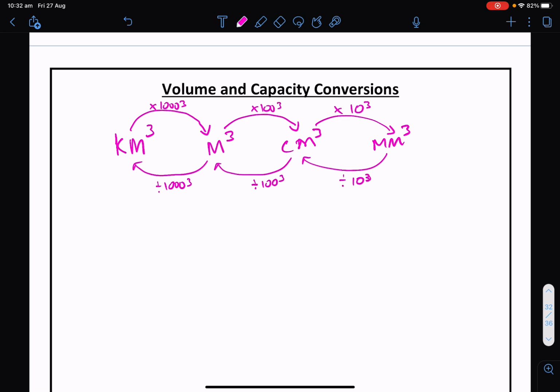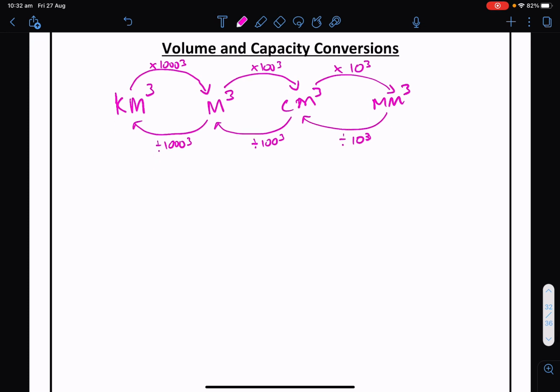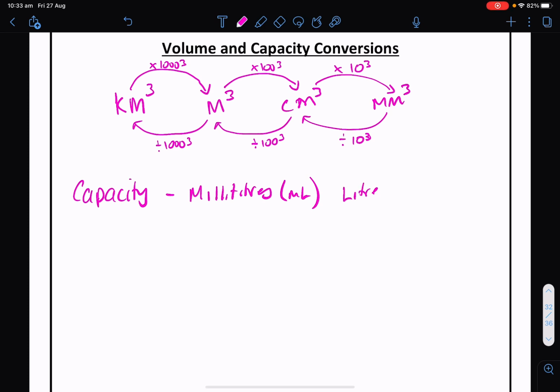The next thing we're going to look at is some of our capacity conversions. So capacity is when we're talking about liquid or gas, okay? So capacity is measured in things like, let me just write here, capacity. Okay, we're talking about things like milliliters, which we do like ml. We have liters, which is a capital L. Kiloliters, which is a KL, and then megaliters. So these are the main ones we're looking at, okay?